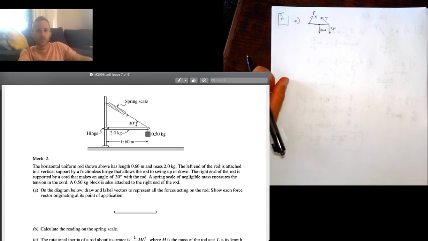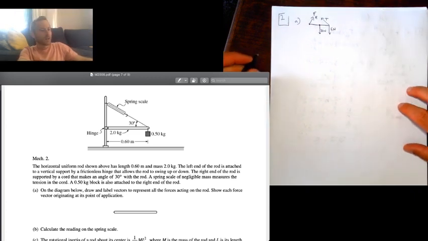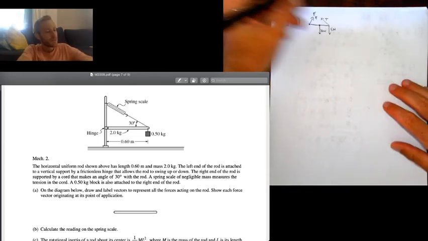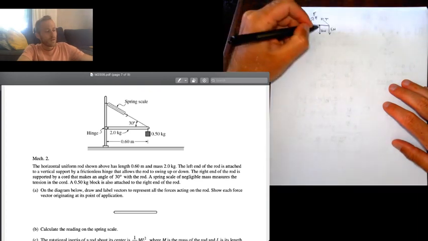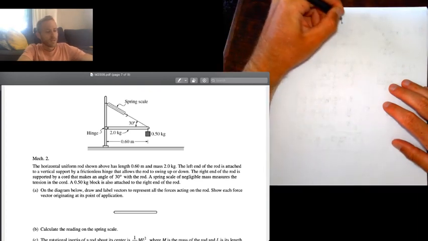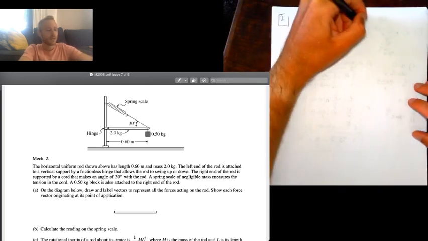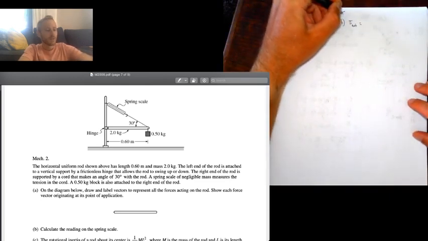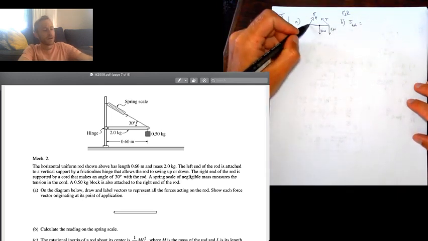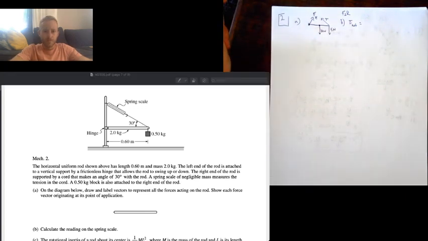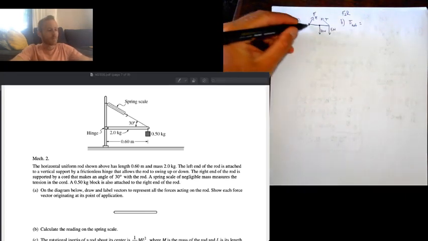So I think that's all the forces. Calculate the reading on the spring scale. All right? So what I would do is I know that the net torque acting on the rod is 0. So to remind you of the formula for torque, it's F perp times R. And I'm going to use the pivot point as the left side of the rod.